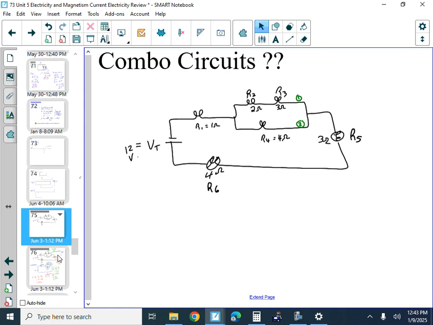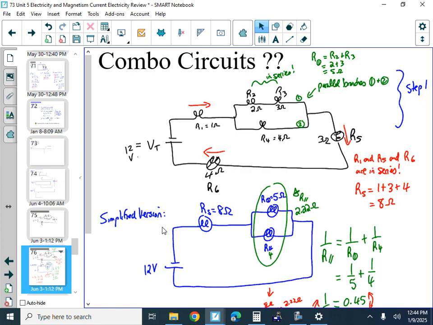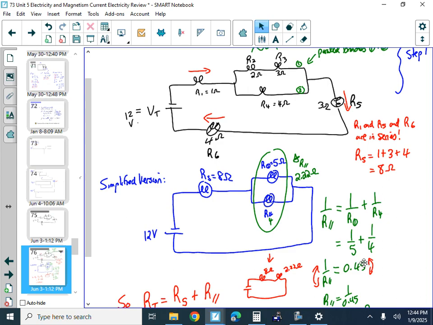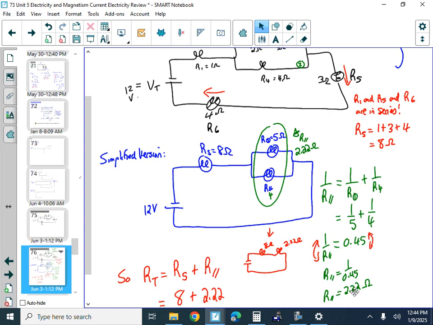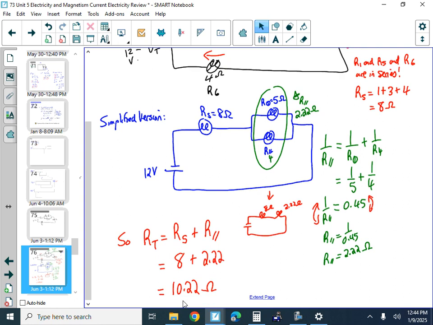Hopefully that makes sense. So what I'm showing here is, add those, get the 5, add those together, get the 0.45. And then you're like, okay, if that's 0.45, oh, by the way, I also did the 1, 4, and the 3 added up to be the 8, right? And so finally we have the 8 and the 2.22, sorry, that ended up being, right? So the 8 and 2.22 adds up to be a grand total of 10.22 amps.